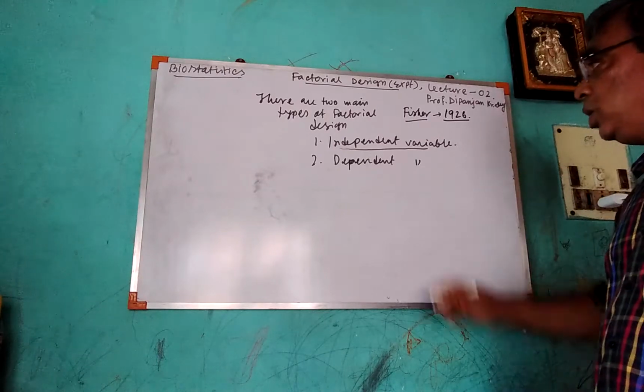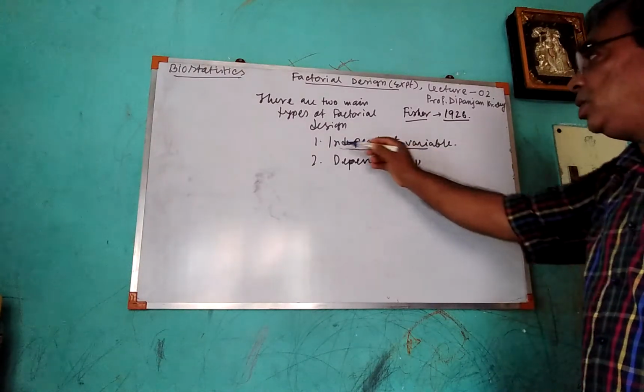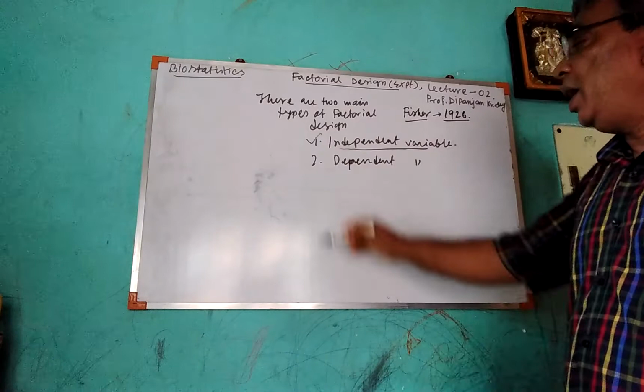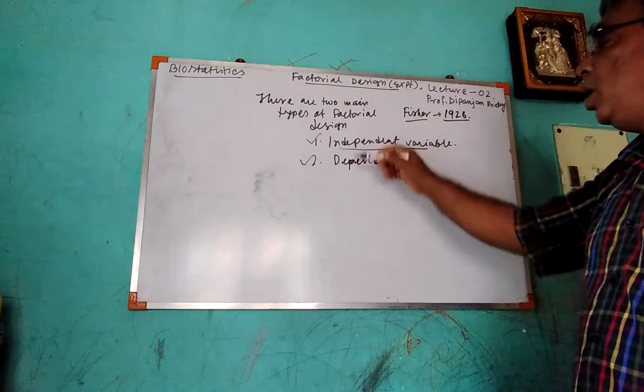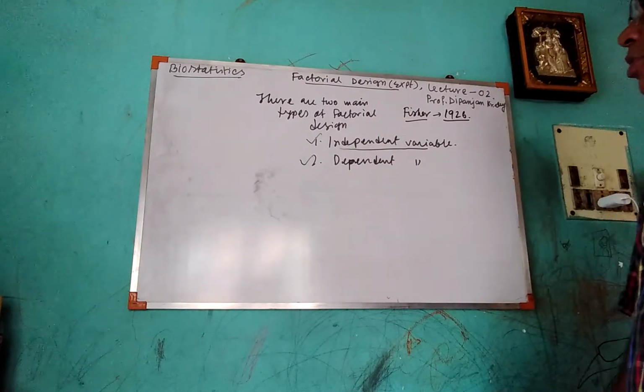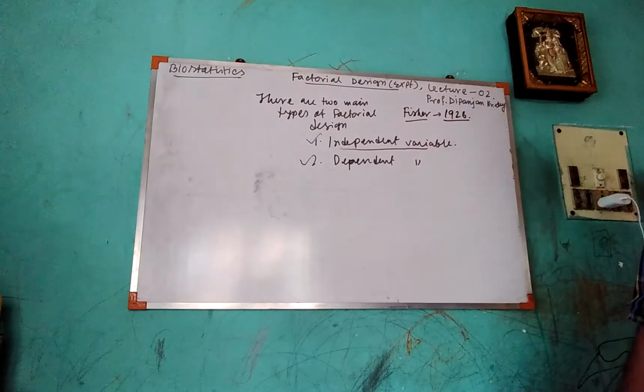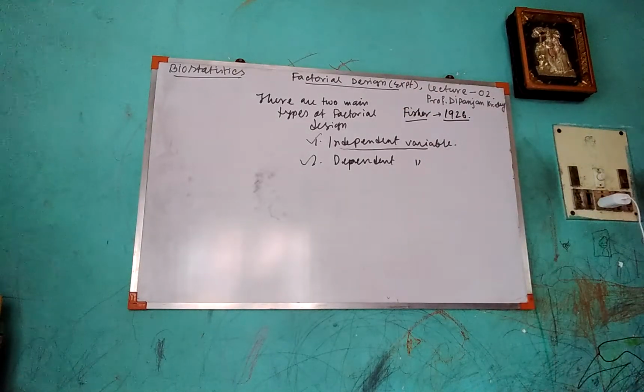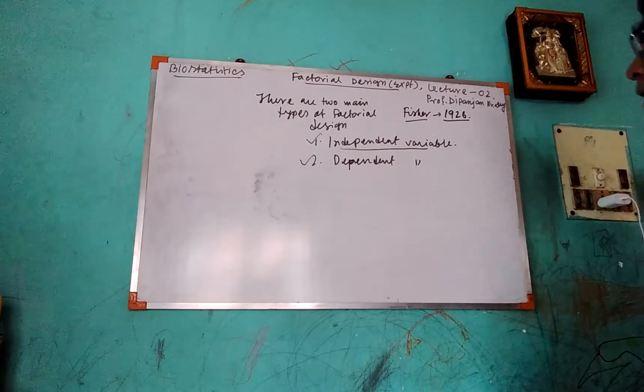So this one is the independent variable, another is the dependent variable. These two are the main types of variable in factorial design. Now what is factorial design? When you have multiple independent variables in a single study, it is called factorial design.